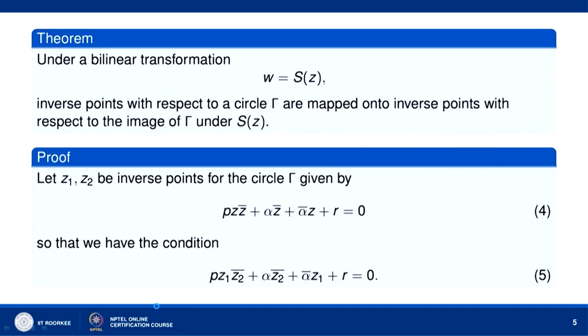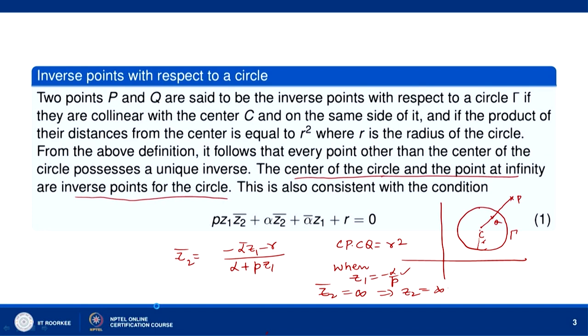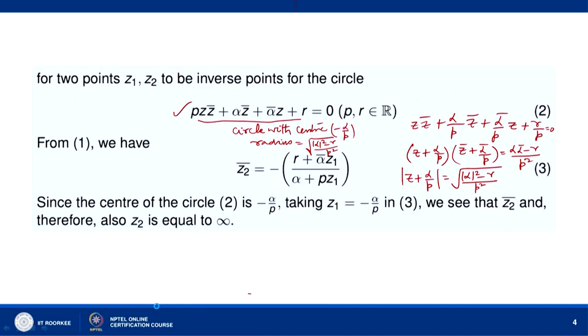So, this is how we prove this condition, that is p z 1 z 2 conjugate plus alpha z 2 conjugate plus alpha conjugate z 1 plus r equal to 0 is the condition for the circle p z z conjugate plus alpha z conjugate plus alpha conjugate z plus r equal to 0 to have the inverse points at z 1 and z 2.